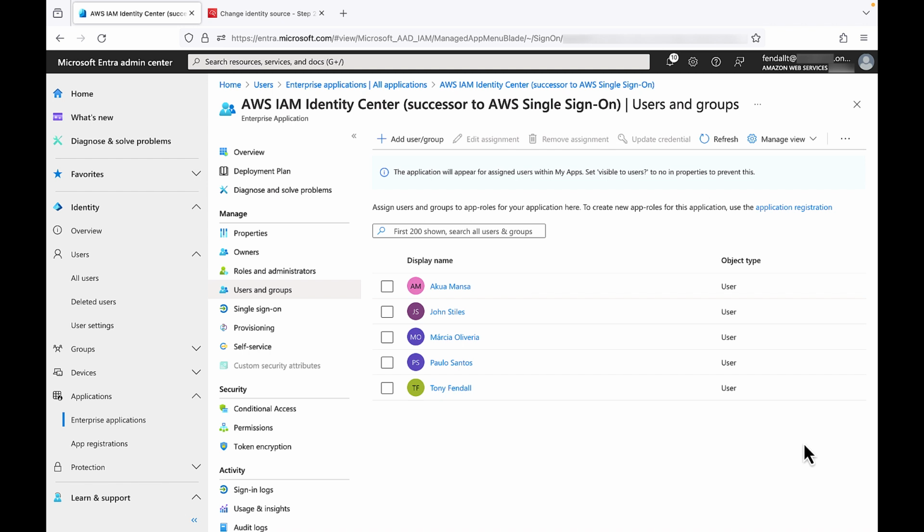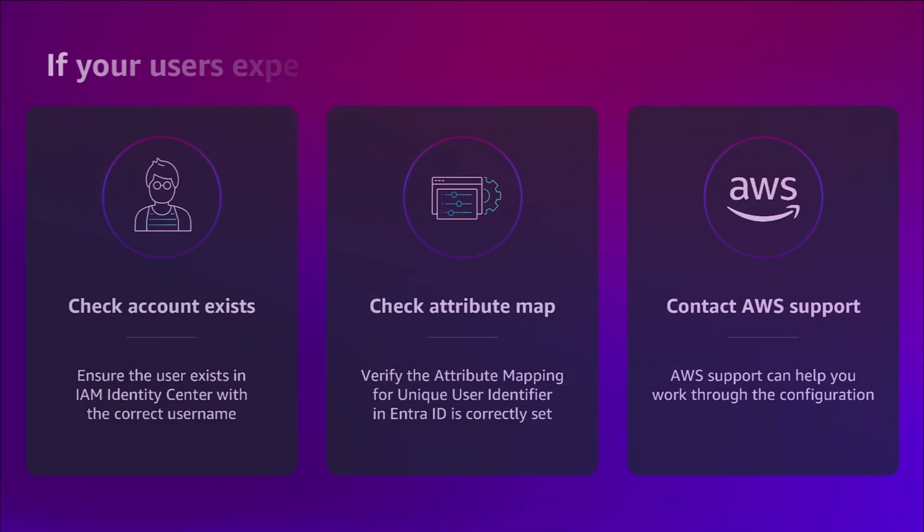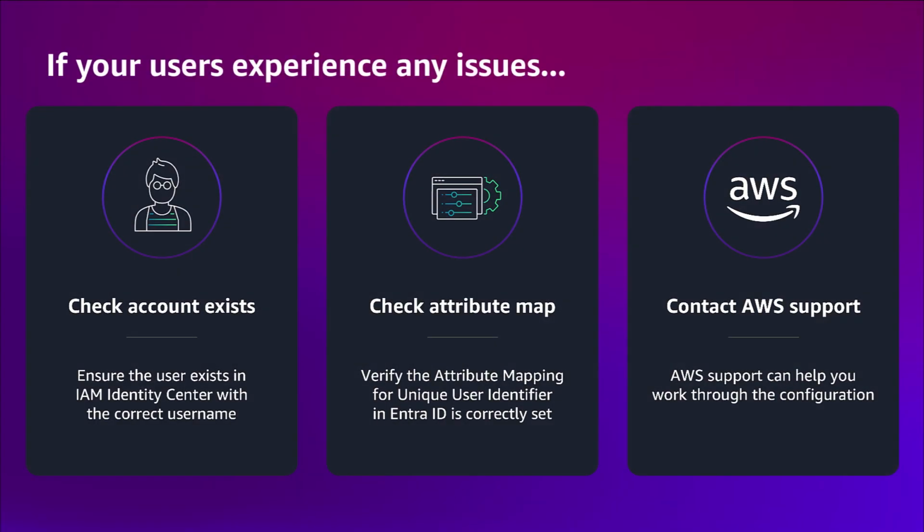Now that my users in IAM Identity Center are all correctly mapped to the application in Entra ID, they should now be able to log in to IAM Identity Center with their Entra ID logins. If any of my users encounter errors logging in, there are a few things that I will check. Firstly, I will ensure that the user has an account in Identity Center. If they do, then secondly, verify that the attribute mapping for unique user identifier in Entra ID is correctly set. We configured that earlier in a previous step. Finally, you can always reach out to AWS support for configuration help.